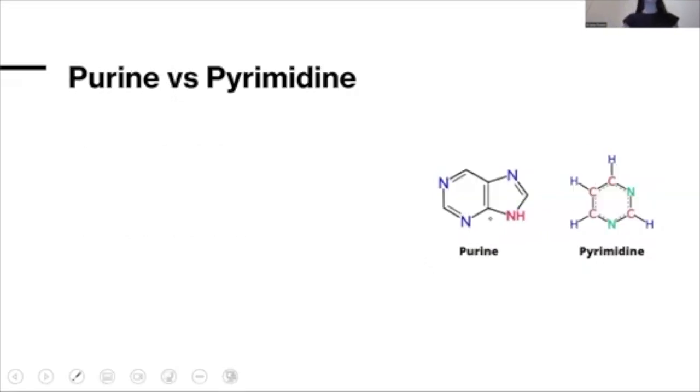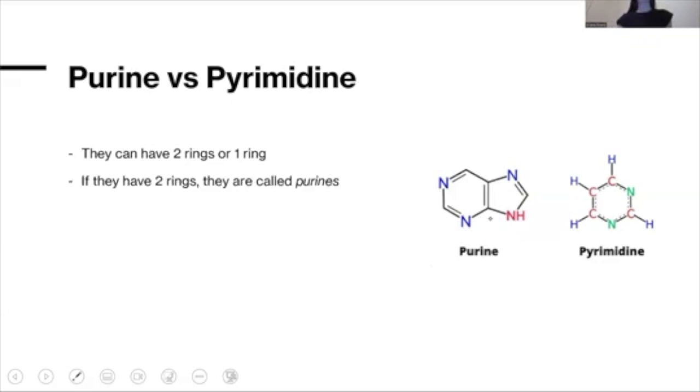All right. So now we're going to go ahead and start talking about the bases. And before we talk about the differences with DNA and RNA here, I'm first just going to talk about what they look like. So the bases can have 2 rings or 1 ring. If they have 2 rings, they're called purines. So they look like this. So you'll see here's the first ring, here's the second ring.